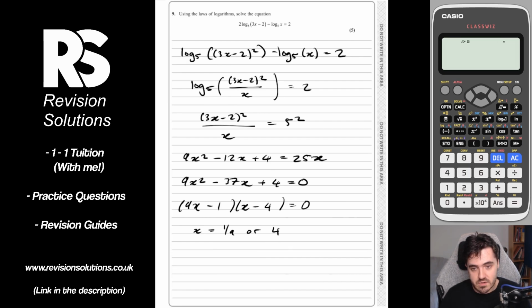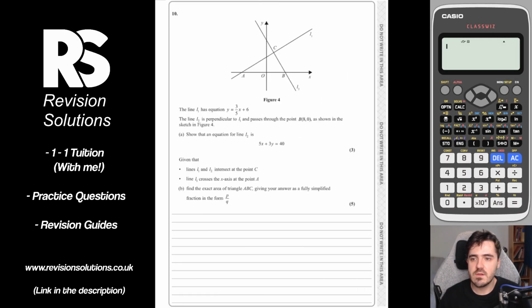But you have to be careful and always check whether the solutions work in the original logarithmic equation whenever you get a question like this. Actually, I can see if I plug a 9th in, that gives me a problem with this term here, because 3 times a 9th minus 2 is just a third minus 2, which is minus 5 thirds. More importantly, it's negative, and we can't take a logarithm of a negative number. So we're going to exclude that solution. So it's actually just 4.